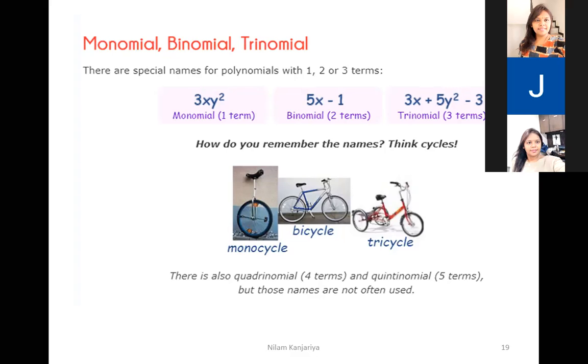The monomial is like a cycle that has only one wheel. It indicates one term. It is a monomial, also known as a monocycle. A bicycle, we know, has two wheels. It is connected with a binomial polynomial. And the tricycle, which handicapped persons use, is connected with three terms and is known as a trinomial.